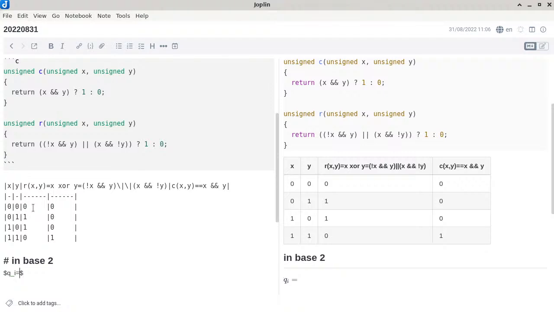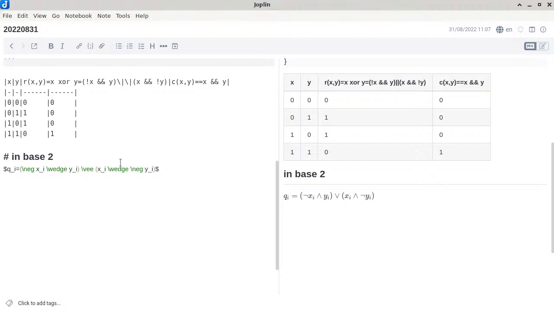All right, so Q of i is defined to be R of Xi, Yi. But now that we know R in binary is just exclusive OR, we can use the long version, so I can go ahead and use the long version here. So it's the logical negation of Xi and Yi, this whole thing, or Xi and the logical negation of Yi. I mean, it's nothing new. It's just a new way of looking at those.